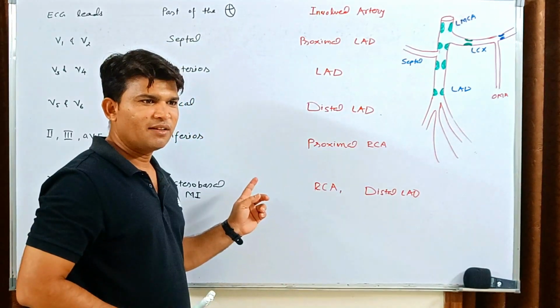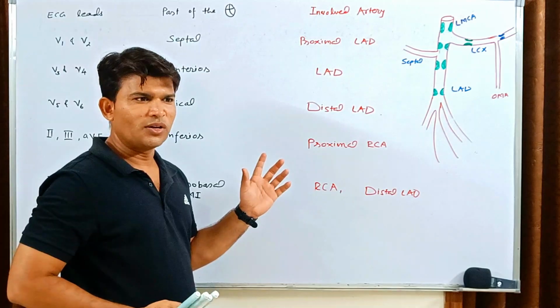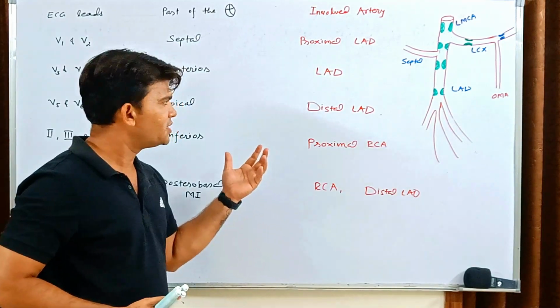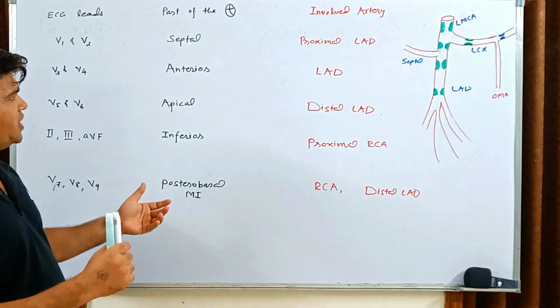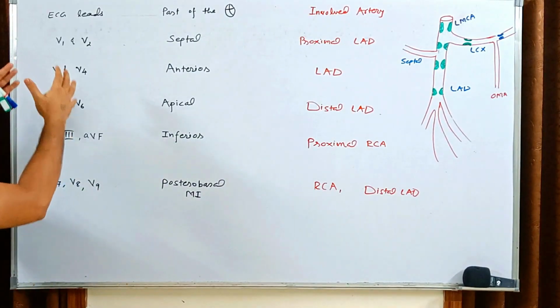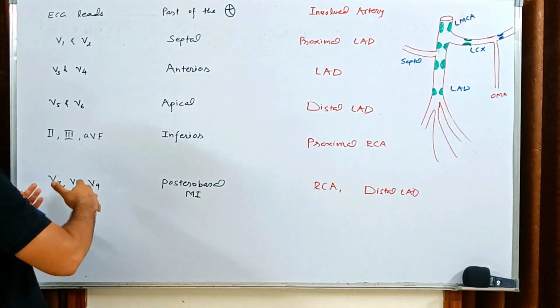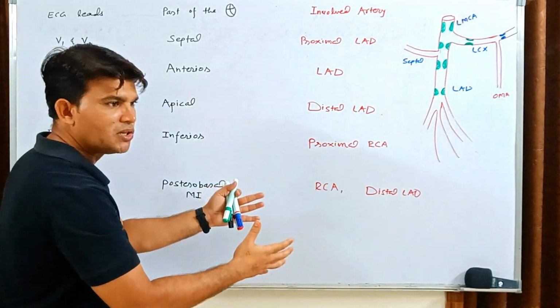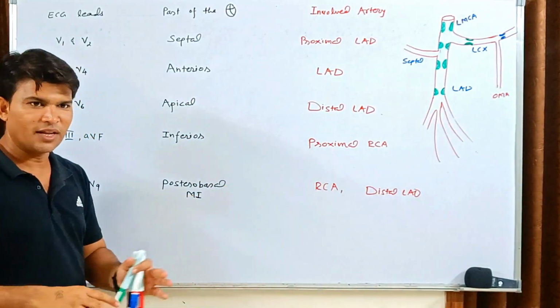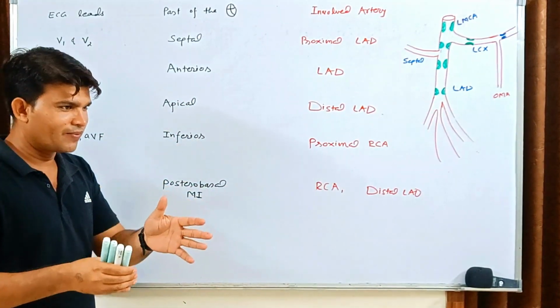Is there any question? So that's all about the coronary circulation, its branches, and correlation between which wall MI is there and probably which artery is involved. You can say very logically, right?